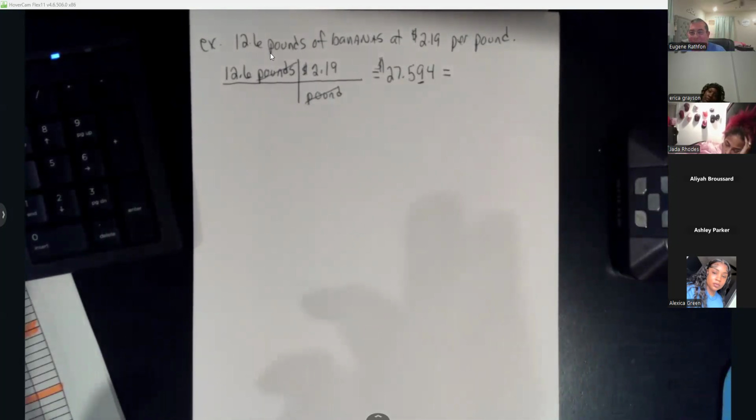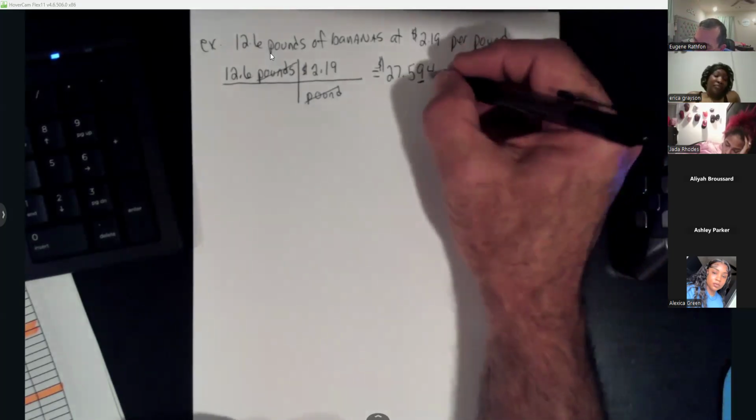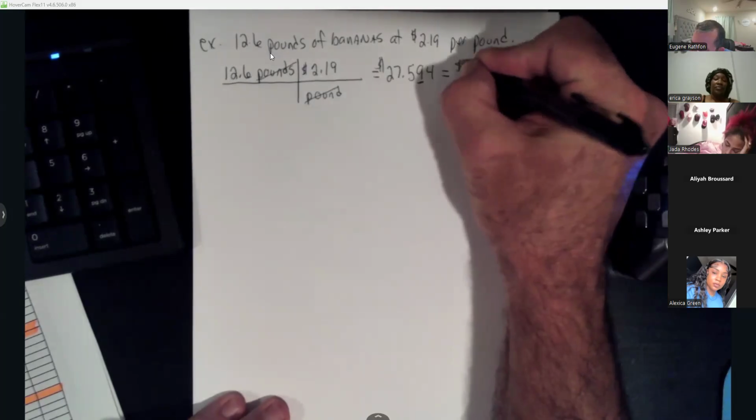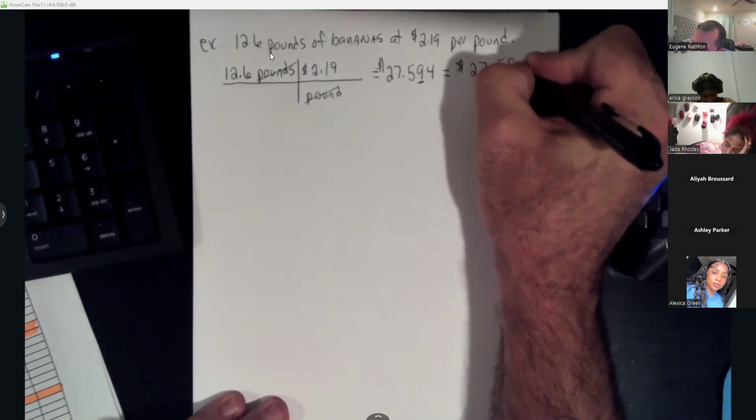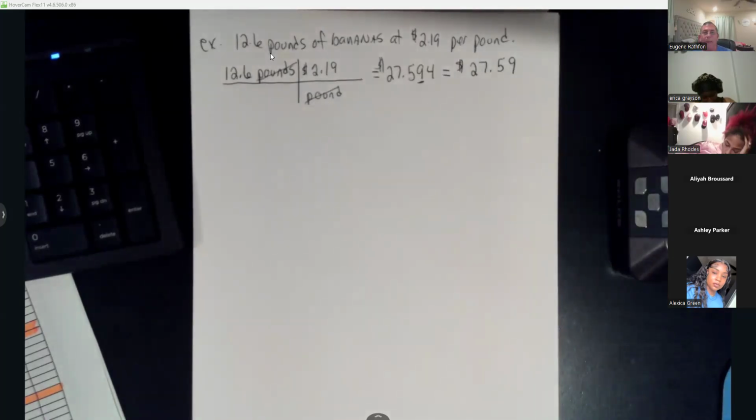You're close, but remember, I keep it the same, because this is less than 5. It's got to be 5, 6, 7, 8, or 9 for me to round up. So that would stay the same. It'd be 27.59. That's what we would put in MATLAB.